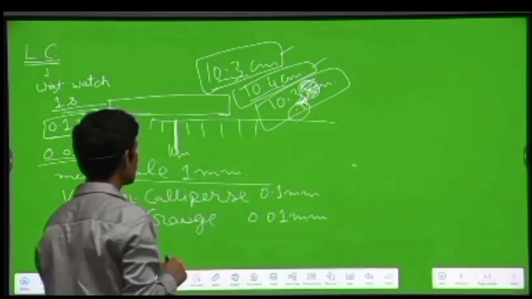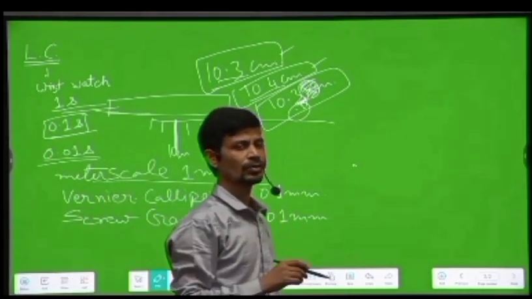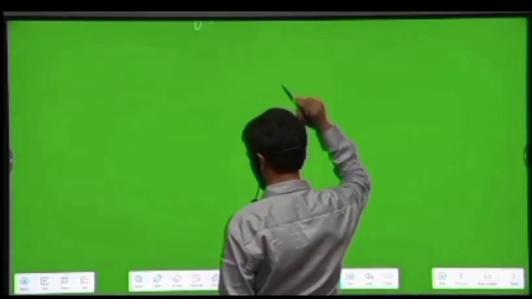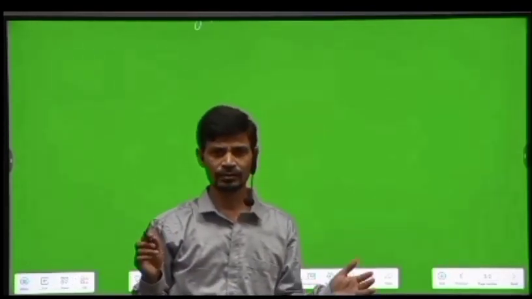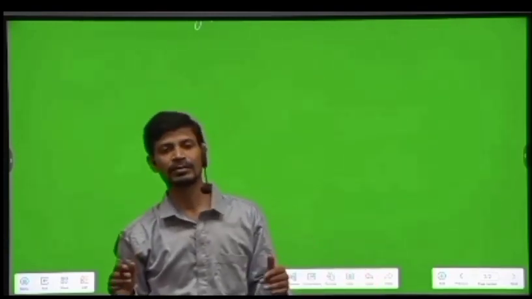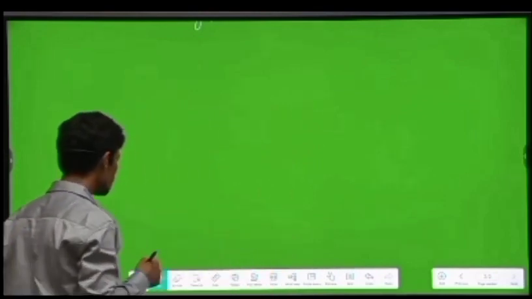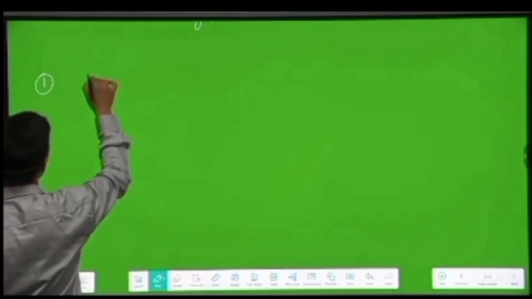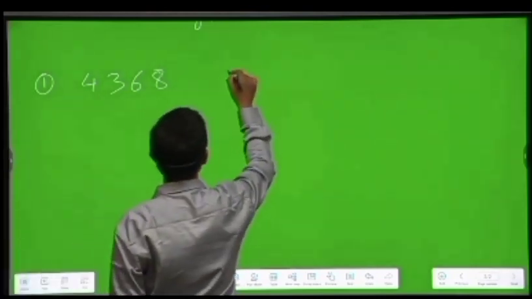Okay, now why am I telling you about least count? Because in the discussion of significant figures, it is going to play an important role. Now there are some rules of significant figures. What is a significant figure? The most certain digit in a measurement, the first uncertain digit in a measurement, and all the digits in between them are called significant figures. So first rule is, if there is a measurement and its reading is 4368, let us suppose all of these are non-zero, so there are 4 significant figures.